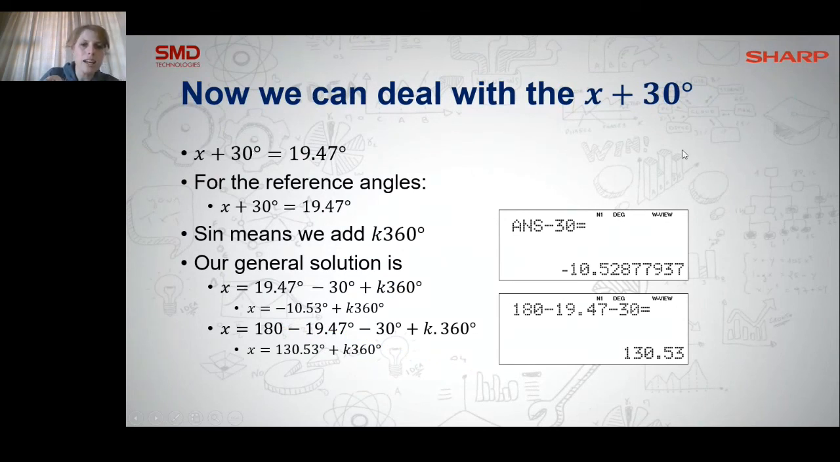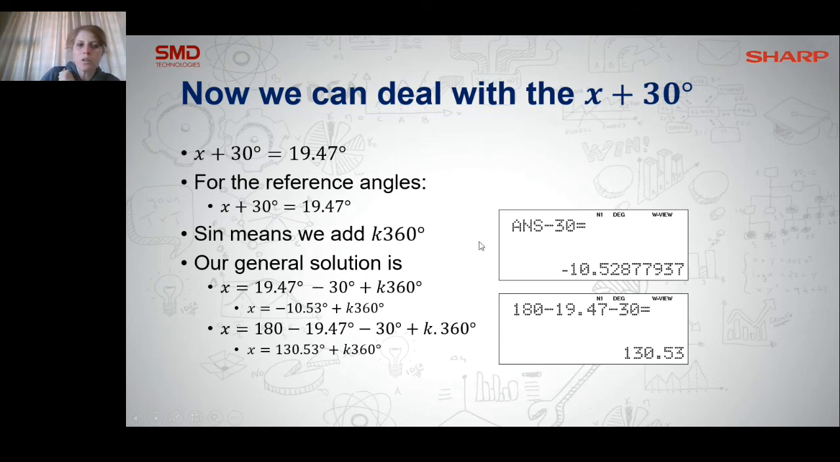Okay, now sine, remember our CAST diagram, right? Our CAST diagram said we had all are positive, sine is positive. So what's going to happen is in the first quadrant, we're going to have our 19 degrees, and then, of course, we bring 30 across plus k times 360.